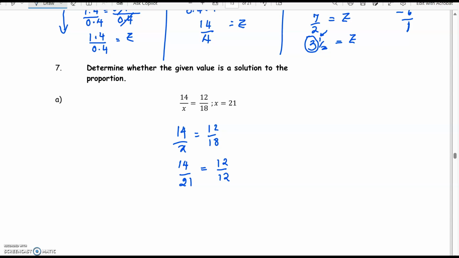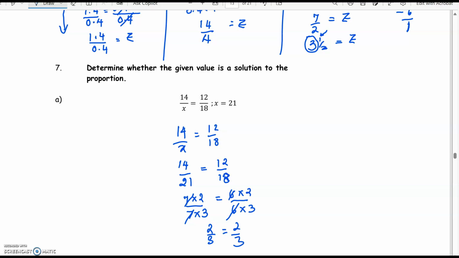If this is a valid equation, then we should get the two sides to be equal. 7 times 2 is 14, 7 times 3 is 21, 6 times 2 is 12, 6 times 3 is 18. 2/3 equals 2/3. This is one way of doing it.